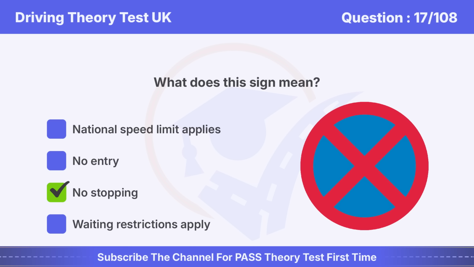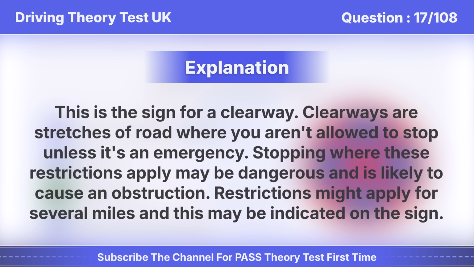Answer is C. No stopping. This is the sign for a clearway. Clearways are stretches of road where you aren't allowed to stop unless it's an emergency. Stopping where these restrictions apply may be dangerous and is likely to cause an obstruction. Restrictions might apply for several miles, and this may be indicated on the sign.